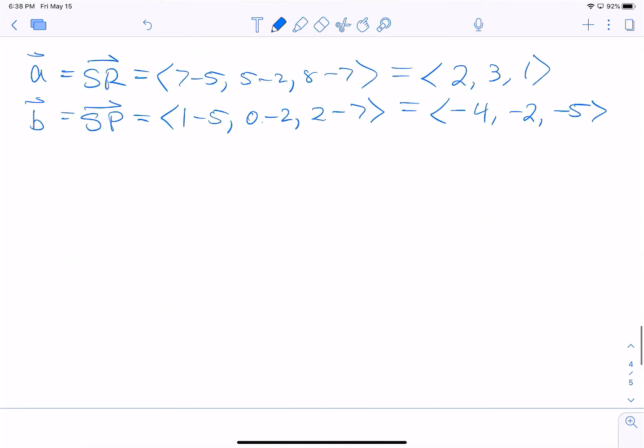Now I'd like for you to pause the video and find the magnitude of the cross product A cross B. Keep in mind, you're going to have to find the cross product first and then the magnitude second.